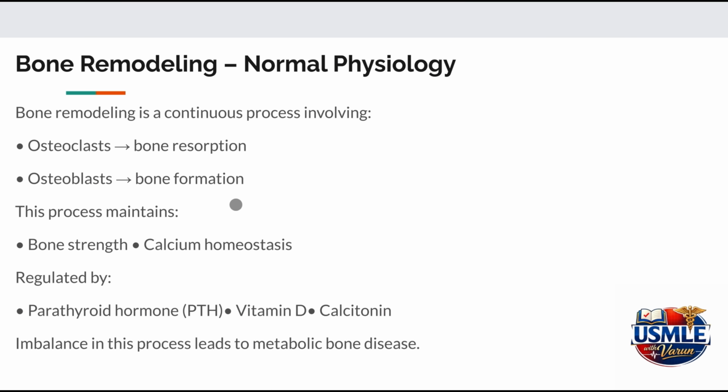To understand metabolic bone diseases, we must first review normal bone remodeling. Bone is constantly undergoing a process of renewal. This process involves two major cell types. Osteoclasts are responsible for bone resorption, meaning they break down old bone tissue, whereas osteoblasts are responsible for bone formation and deposition of new bone matrix. This balance between bone resorption and bone formation maintains bone strength and also helps regulate calcium levels in the body. Bone remodeling is controlled by several hormones, including thyroid hormone, vitamin D, and calcitonin. When this balance becomes disrupted, metabolic bone diseases can eventually develop.